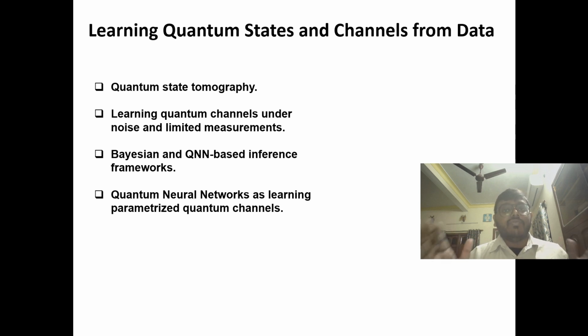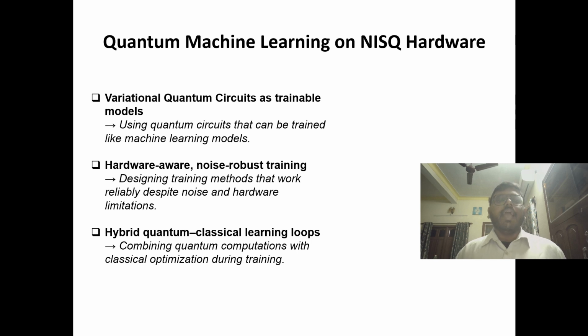The first problem is quantum state tomography, where we learn the quantum state from the data, and the second problem is quantum channel learning, which is learning the quantum process or quantum dynamics from the data. In this regard, I use Bayesian inference and quantum neural networks to build models that are statistically sound, noise-aware, and physically consistent.